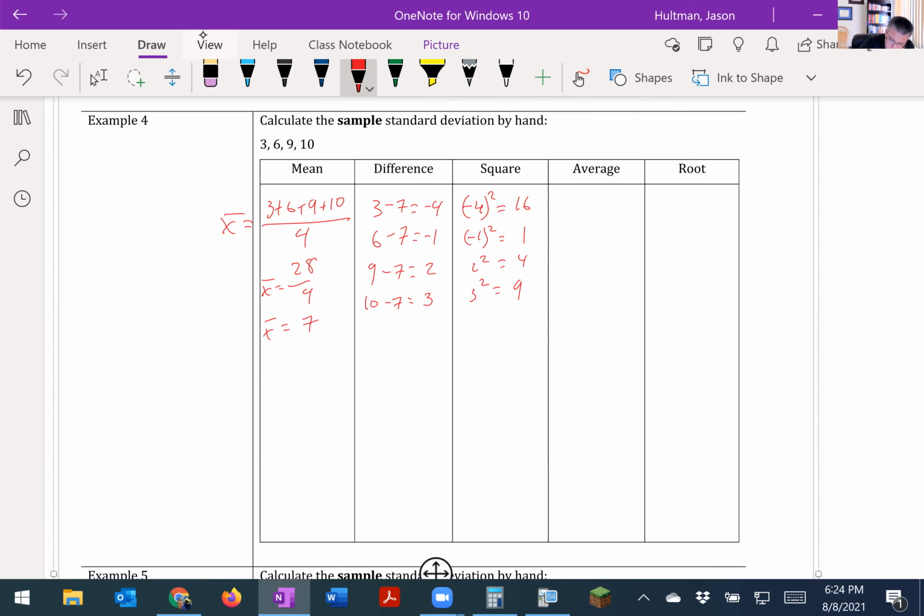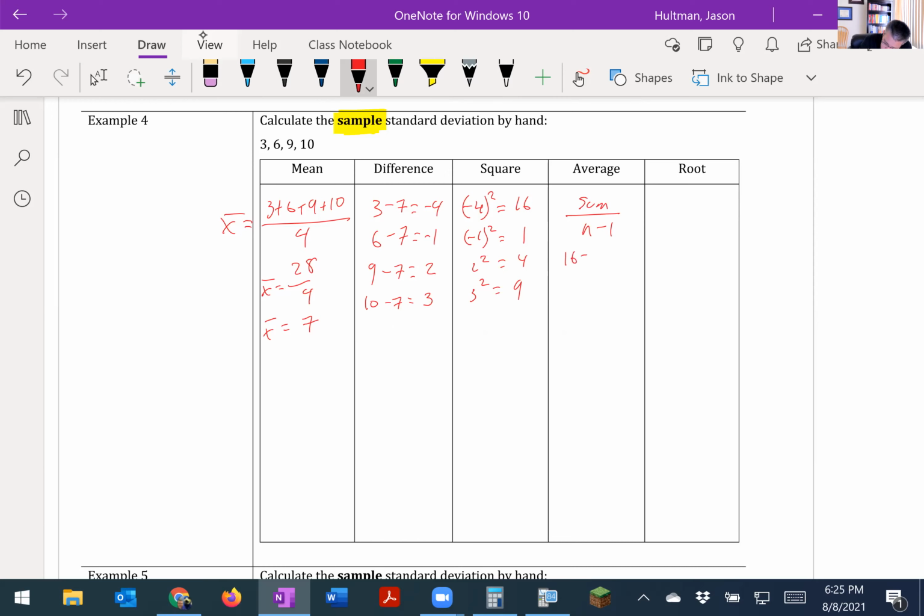Okay, so again, this is a sample, which means that we're going to end up dividing by n minus 1, not n. This is the sum. That little summation sign is a capital sigma, and it means sum all this up. So I'll just write out the sum. The sum over n minus 1, that's going to be the average.